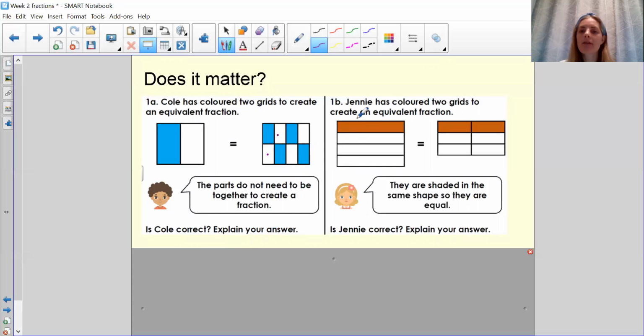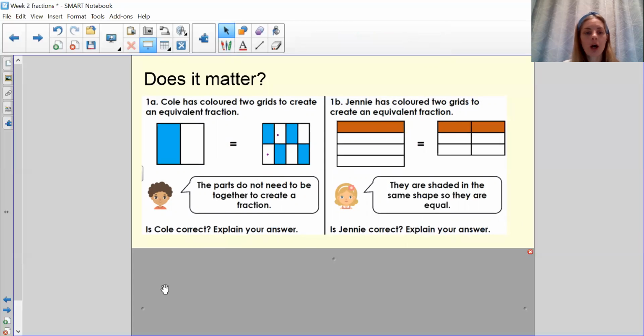Right, and then let's have a look at this question. It says Jenny has colored 2 grids to create an equivalent fraction. Do you agree that she's created an equivalent fraction? So she said that amount is exactly the same as that amount, therefore these 2 shapes are equal. Do you agree with her or not? So write down your answer and you can pause the video now and give those 2 questions a go. Right, let's see how you did.